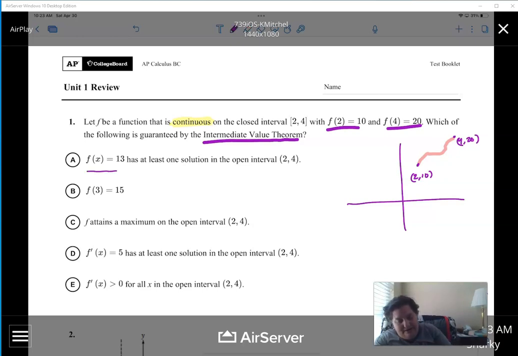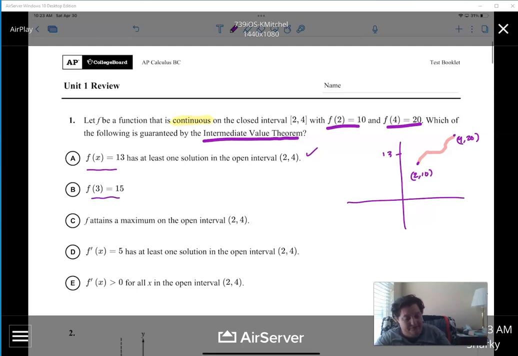f of x equals 13 has at least one solution. Does it have to equal 13 in there somewhere? That sounds pretty good. Does f of 3 exactly have to equal 15? We definitely don't know that. All right. Does f attain a maximum on the open interval?